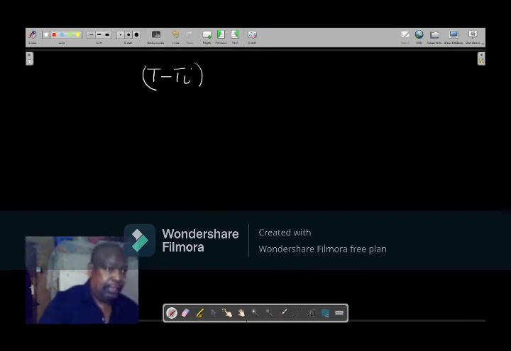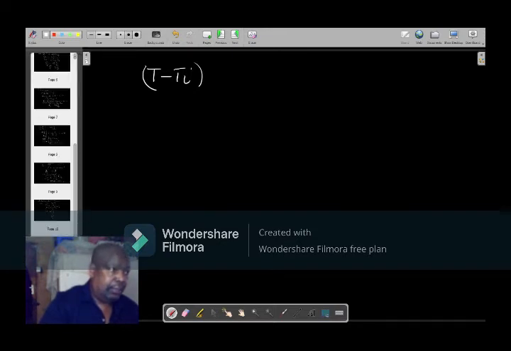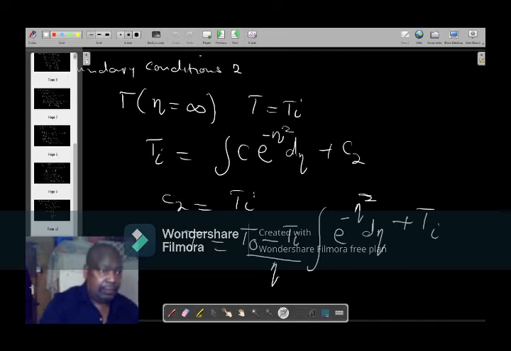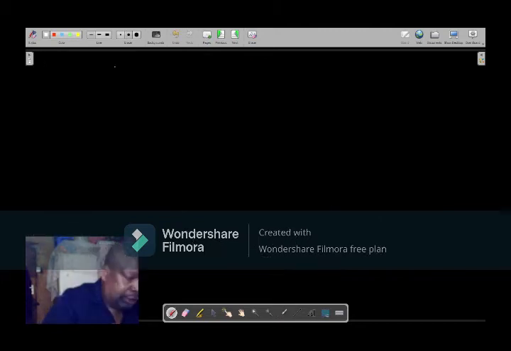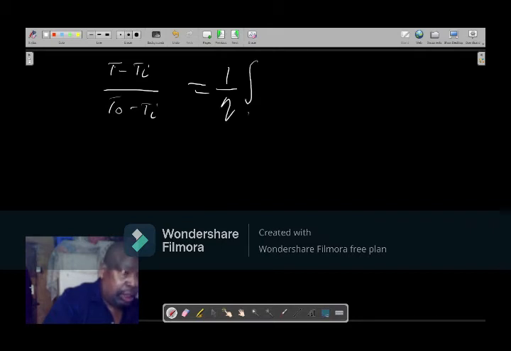Alright, going back to our equation here, (T minus Ti) divided by (T naught minus Ti) is equal to 1 over eta times the integral of d eta.